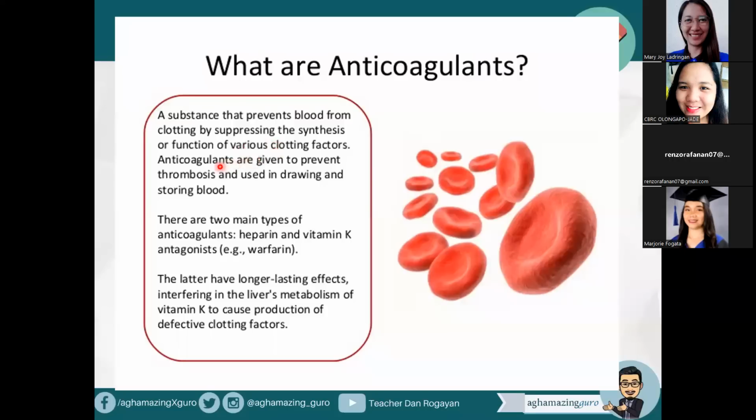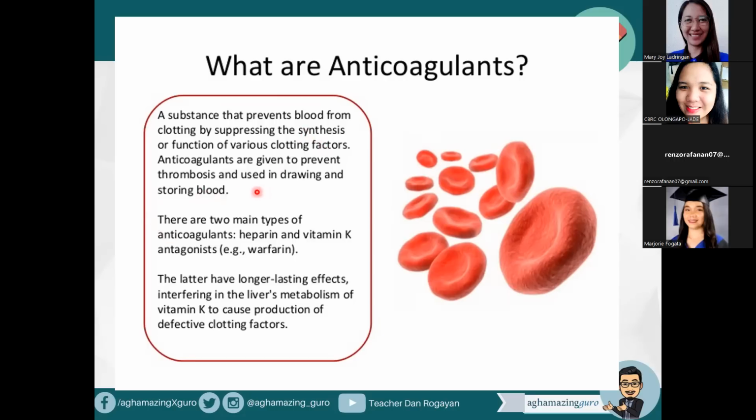What are the anticoagulant substance that prevents blood from clotting, no? By suppressing the synthesis or function of various clotting factors. Question. What vitamin is also known as anti-hemorrhage vitamin kasi nagka-clot siya? Galing talaga ni Dr. Puga. Okay, vitamin K, that's correct. Anti-hemorrhage vitamin, vitamin K. Phylloquinone, okay?